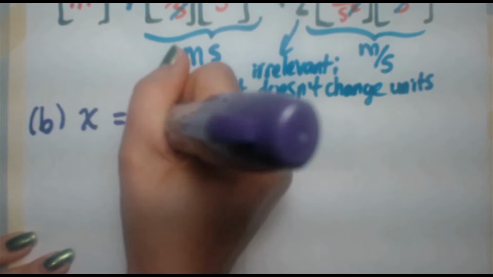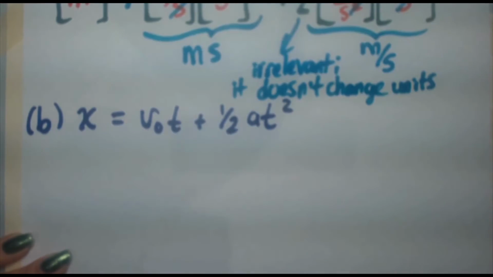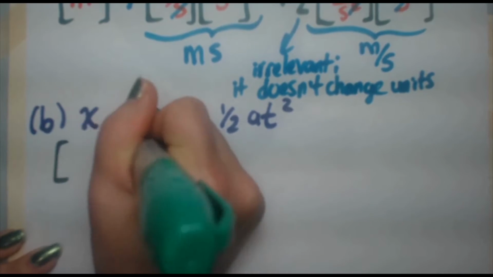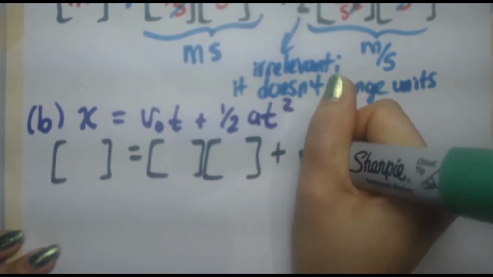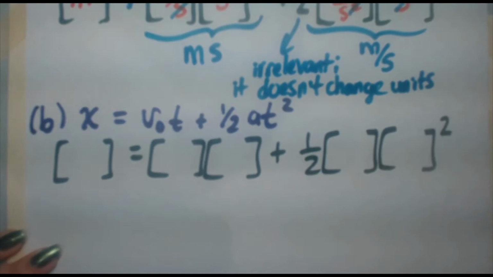x equals v naught t plus 1/2 a t squared. So just like before, you're going to replace the quantities with square brackets for x, v naught t plus 1/2 a t squared. Make sure you write that squared on the outside of the brackets.